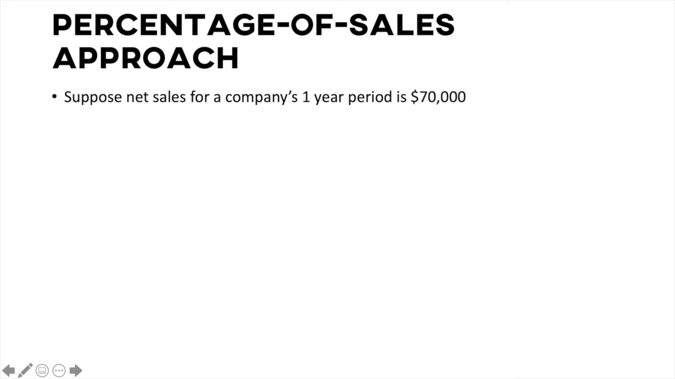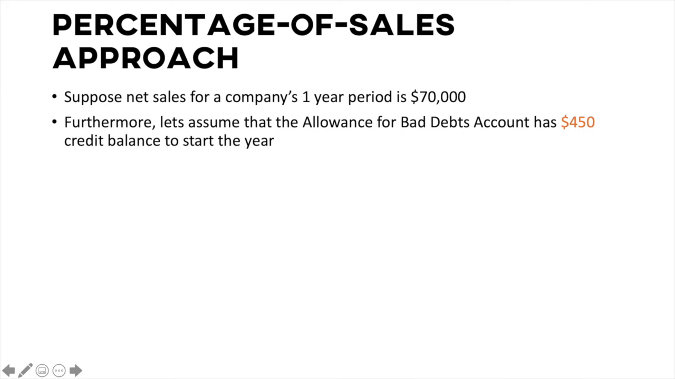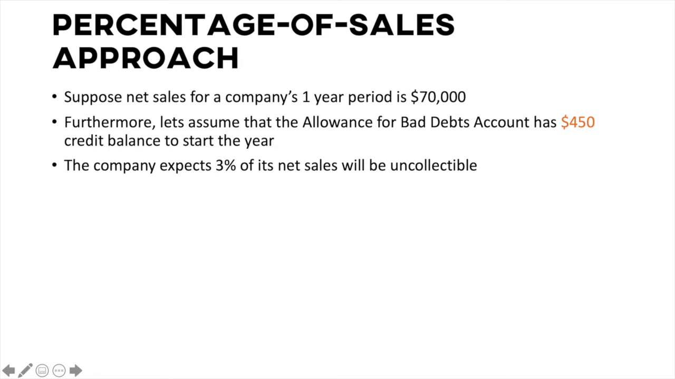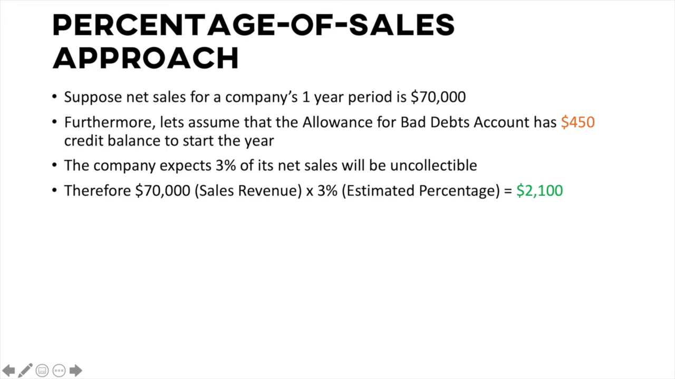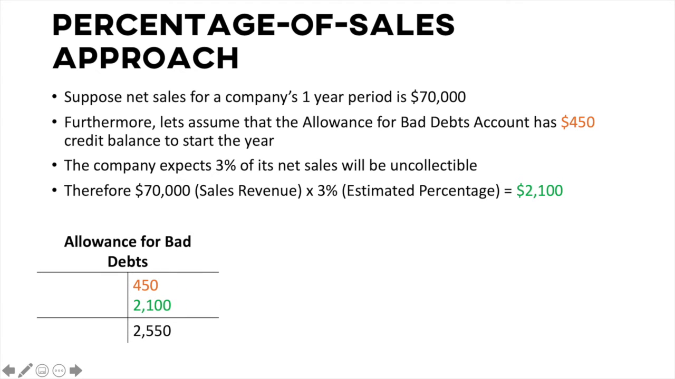For example, let's suppose net sales for a company is $70,000. From the previous year, the allowance for bad debts account has an excess of $450, which we start the year with. The company also expects 3% of its net sales will be uncollectible due to previous data. We calculate the allowance by multiplying the net sales by the estimated percentage to give us $2,100, which is the allowance for the year. The T accounts will look like this. We add this to the account with no consideration for the existing balance.